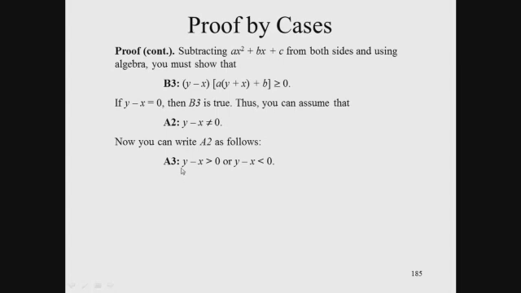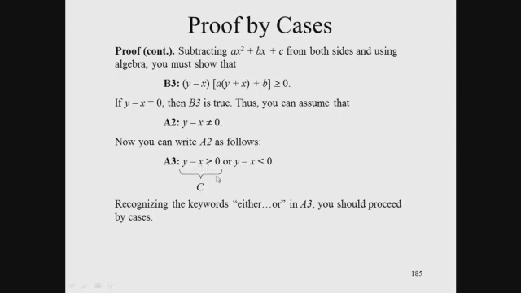And now I hope you see in the forward process the keywords either or. Either y minus x is positive or y minus x is negative. And this is when you want to start thinking about using the either or methods. Because we see those keywords in the forward process, think about using a proof by cases. So in this example, y minus x greater than 0 is, let's call it the statement C, and y minus x less than 0 is the statement D. So you want to show that if C or D is true, then B3 is true. And this is where we're going to use a proof by cases.